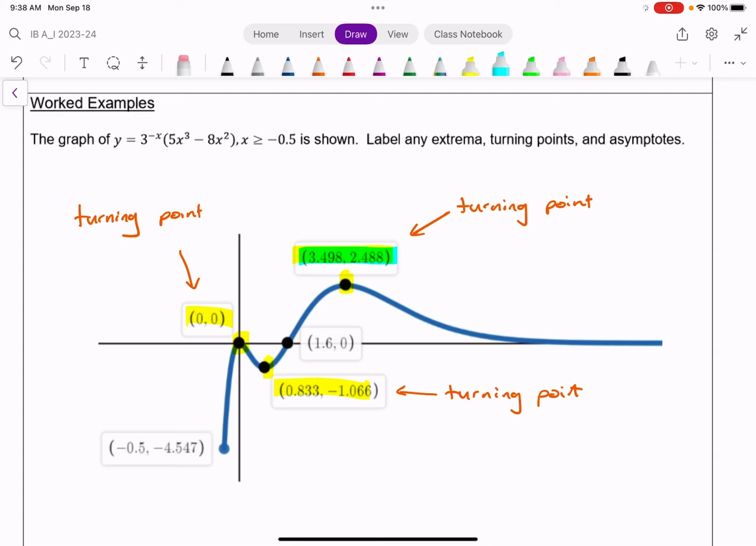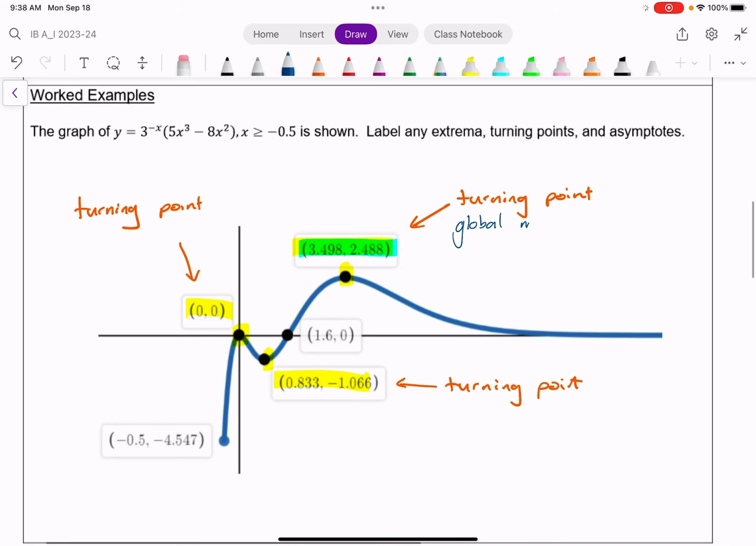And so besides being a turning point, we can also call this a global maximum. It's the highest single point of the entire function. And similarly, we have a global minimum, which is this point down here. That is the lowest possible point. This is where, in this case, this function also begins or ends, depending how you want to look at it. But that's the lowest point. And so I'll label that as the global minimum.